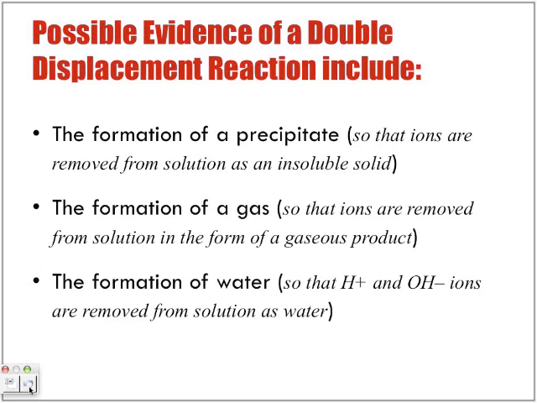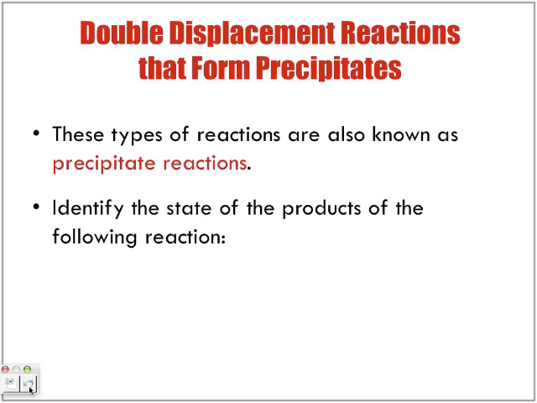One of the products actually further decomposes into a gas. And the last one here, formation of water, so that the hydrogen ions and the hydroxide ions are removed from solution as water. Common one. Neutralization reactions, formation of water. So double displacement reactions that form precipitates. These types of reactions are also known as precipitate reactions. Don't worry about naming it as a different type of reaction. It's double displacement. But another way we can explain these double displacement reactions is to call it a precipitate reaction. But don't worry, just keep it as double displacement reaction.